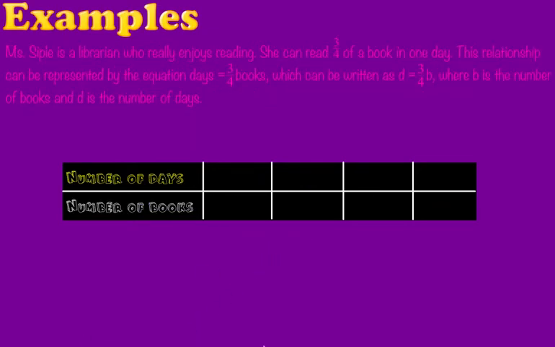All right, so if you look here, we have Miss Sipple, who is a librarian who really enjoys reading. She can read 3/4 of a book in 1 day. This relationship can be represented by an equation. The days are equal to 3/4 times the number of books, which can also be written as D is equal to 3/4 times B, where D represents the number of days and B represents the number of books. Okay, so again, we're going to use that equation to fill out a table.